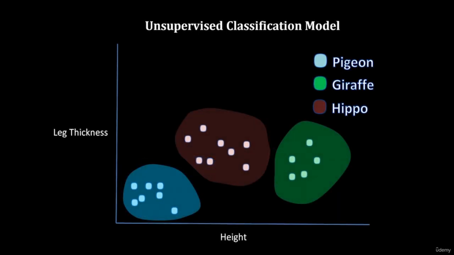As we can see, the model would appropriately classify a pigeon as a short animal with skinny legs, a hippo as a medium-height animal with thick legs, and a giraffe as a tall animal with legs of medium thickness. If he places an unknown feature vector in the blue region, that feature vector, which shows a short animal with skinny legs, would be classified as a pigeon. This model was trained with only input feature vectors and no outputs.